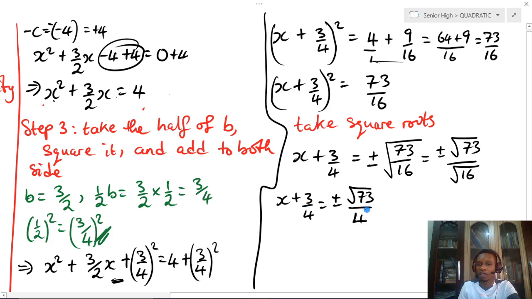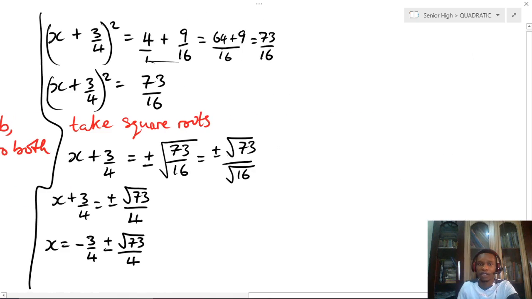So I can take my 3 over 4 over to the other side so my x can become the subject of my formula, and that is x is equal to, when plus 3 over 4 goes over, it becomes minus 3 over 4, so that's minus 3 over 4 plus or minus square root of 73 over 4. Okay, let me move my screen a little bit over this way so I can continue.